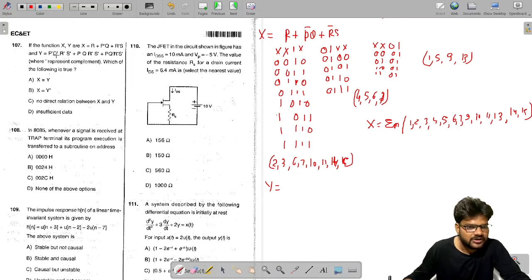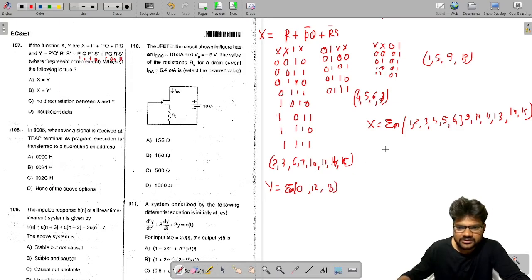So p bar q bar r bar s bar, so 0 0 0 0, so 0 minterm is there. I am writing minterms for y. So first minterm we got 0, then p q r bar s bar, it means 1 1 0 0, it means 12. So 0, 12, and p q bar r bar s bar, it means 1 0 0 0, so it is 8, right. So x, if you write down maxterm for this, maxterm is going to be 0, 8 and 12.